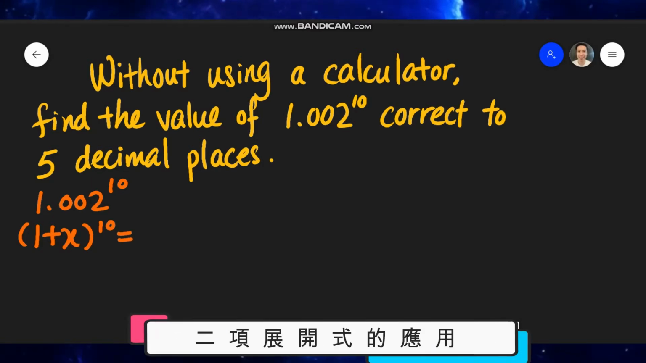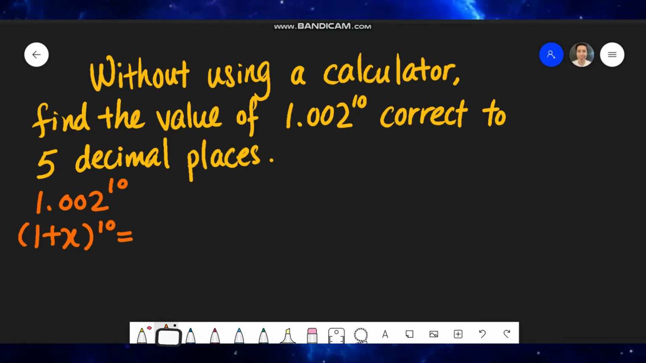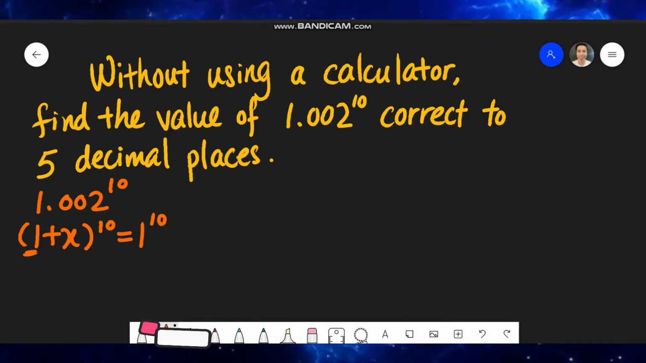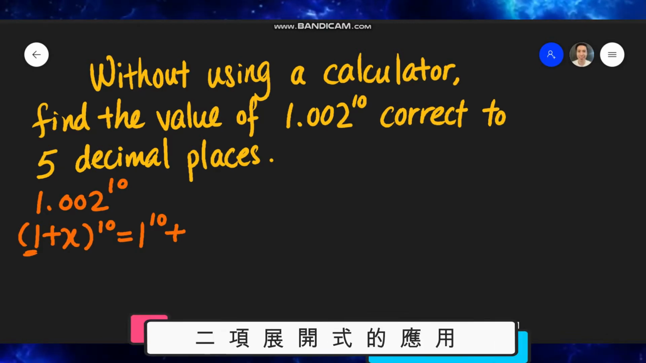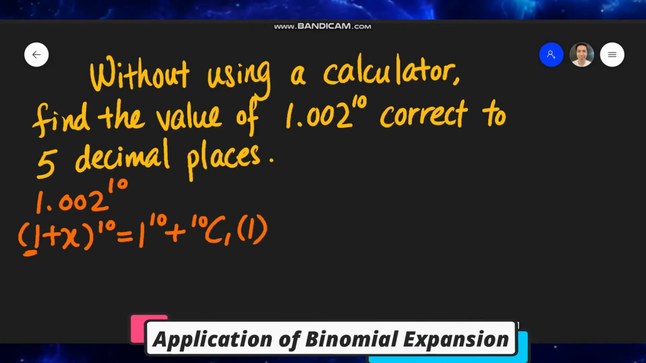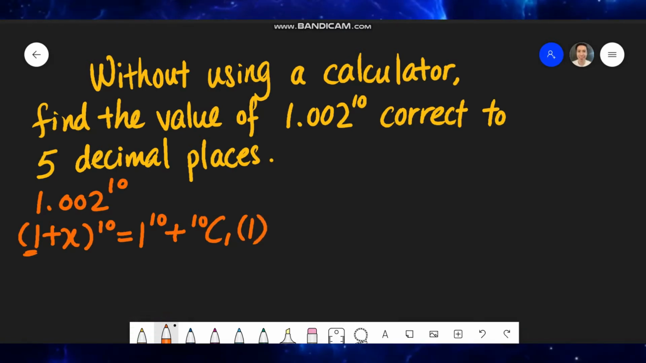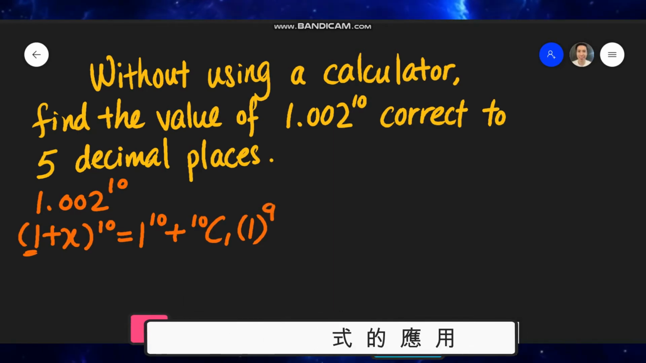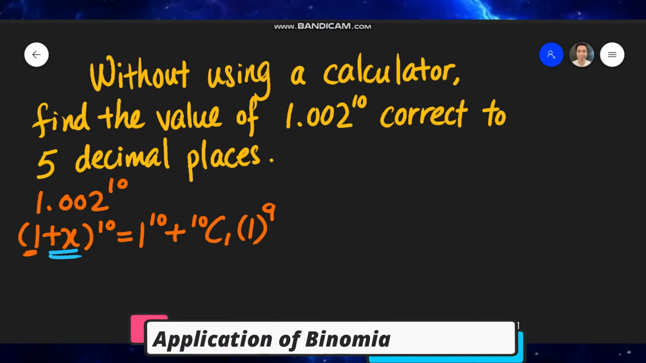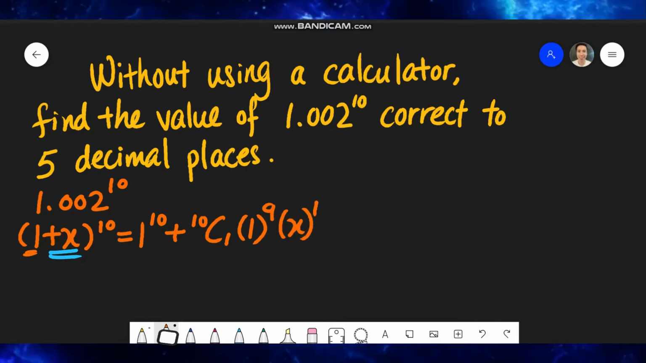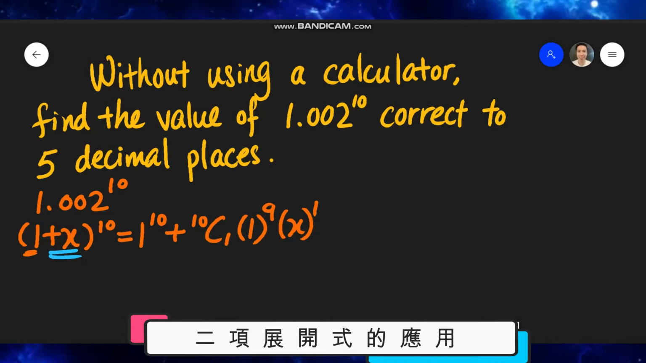Based on the binomial expansion, the first term 1, just copy here, so it's 1 to the power of 10, right? Then plus, we take 10C1. Next one will be followed by 1, where the power here we should take as 10 minus 1, right? So 10 minus 1 is 9. Then followed by the next term, which is positive x, so we may write it as x to the power of 1. I need you to bear in mind that 9 plus 1 will give us 10, which is the power 10 here, right?